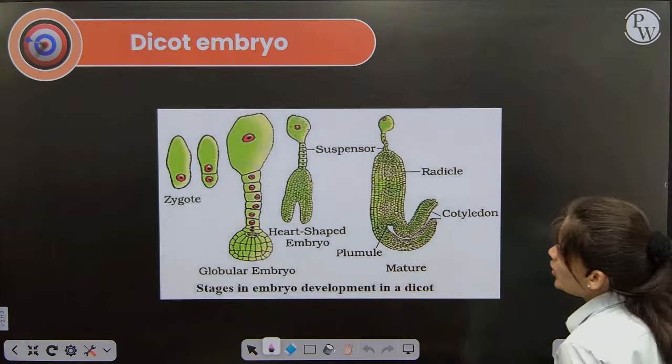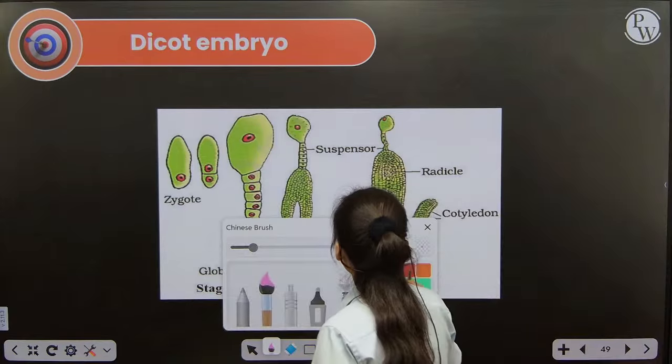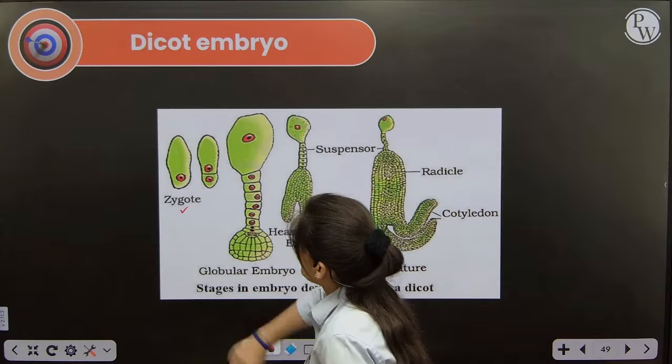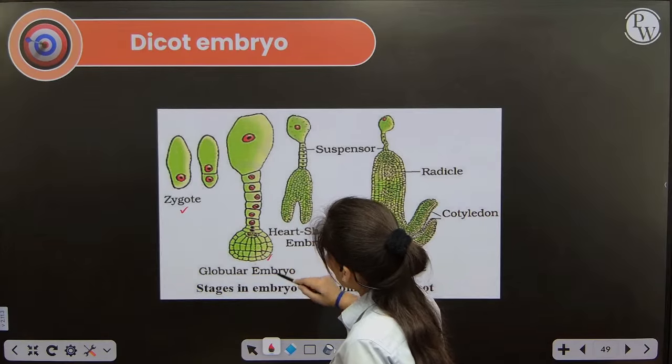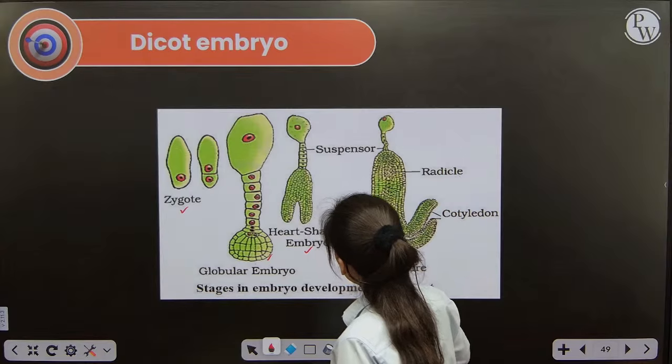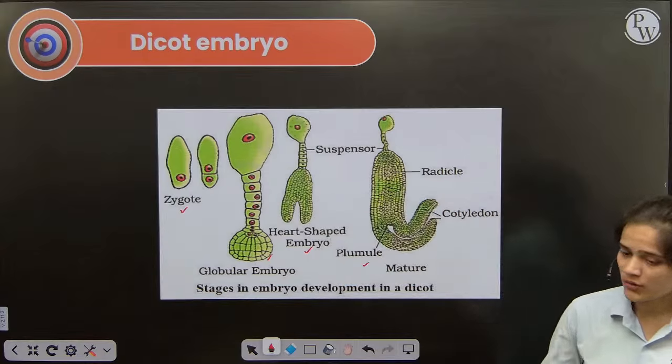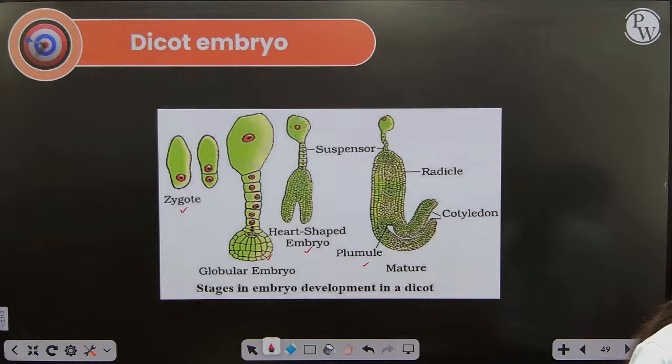This is about dicot embryo. Globular embryo, then heart-shaped embryo, then mature embryo. We'll see how these are formed. Stages in embryo development in case of dicot. We'll see in the next slide.